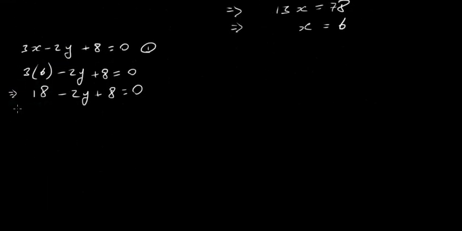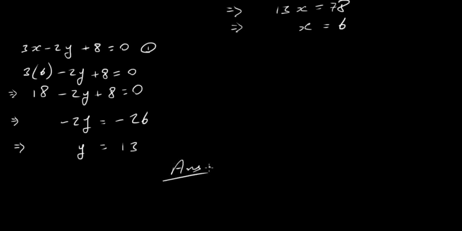And let's see, what do I end up with here? 18 plus 8 is 26. So I get minus 2y is equal to minus 26. That'll give me y is equal to 13. So the answer then, we got to find B. So B now is x was 6 and y was 13. Okay, so that's it for part B.